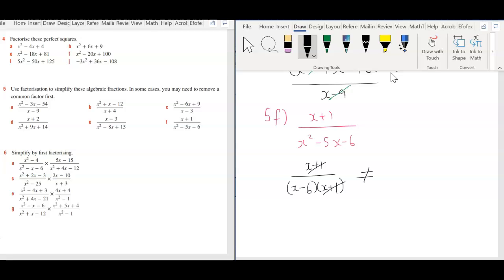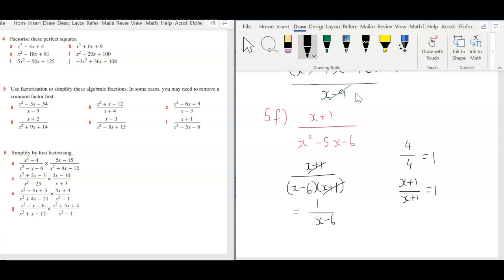Now that does not mean, so not equal to 0 over x minus 6. Cancelling them out basically means they equal 1. If you've got the same number on your numerator as your denominator, you know that's equal to 1. So x plus 1 over x plus 1 is equal to 1. So what that becomes is 1 over x minus 6.